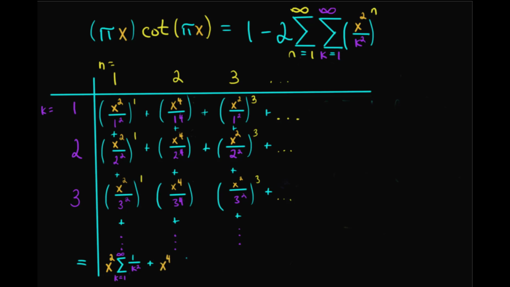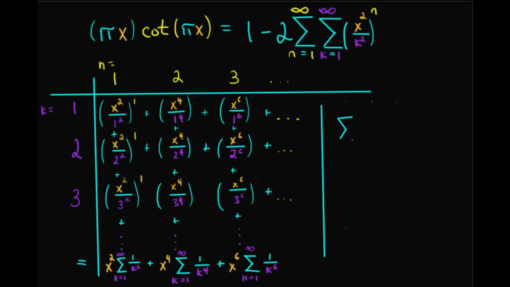And then I can factor out an x to the fourth from all of these terms to get that this column sum equals x to the fourth times the sum from k equals 1 to infinity of 1 over k to the fourth. For the third column, I'll fix n equal to 3, so I'll then apply that exponent and have x to the sixth over 1 to the sixth plus x to the sixth over 2 to the sixth, and so on. And then I'll factor out the x to the sixth from all of those terms to get that this column sum equals x to the sixth times the sum from k equals 1 to infinity of 1 over k to the sixth.